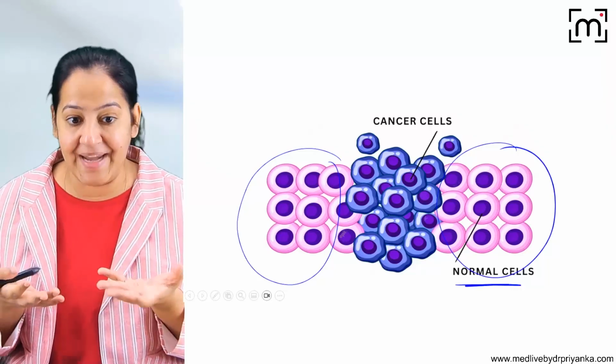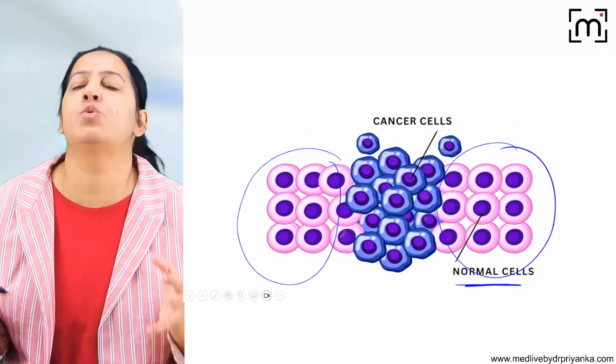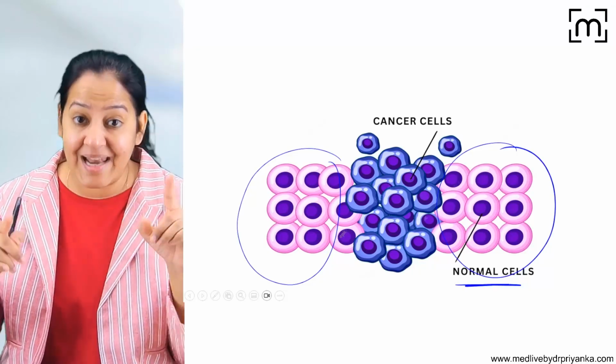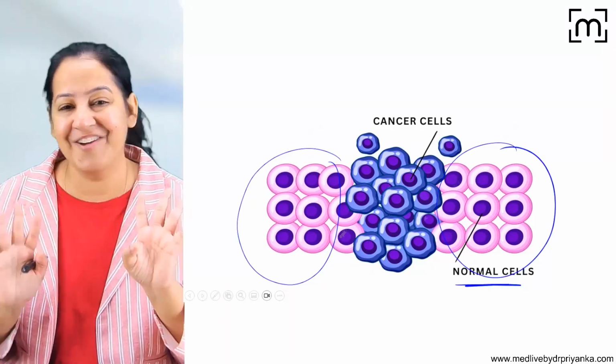For example, if it is brain, pink cells are normal brain cells. So whatever tissue it is, in whichever organ the tumor is, the pink cells are the normal cells of that organ. I hope you are getting it.